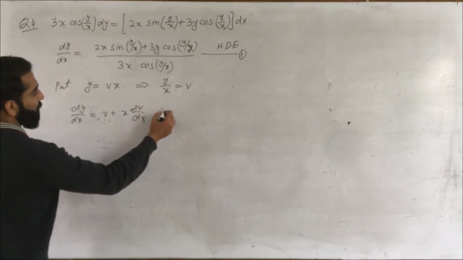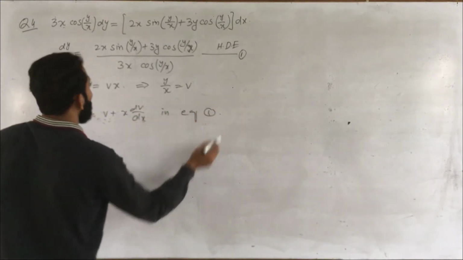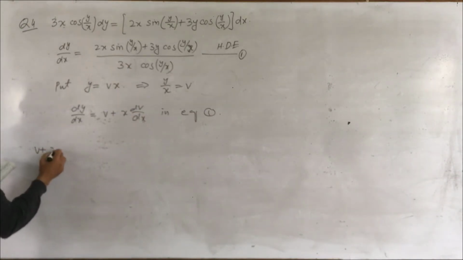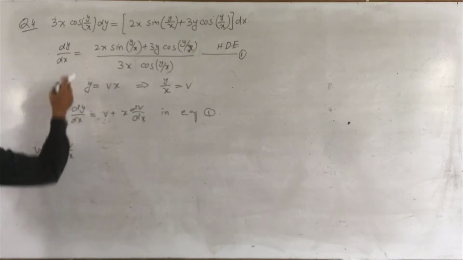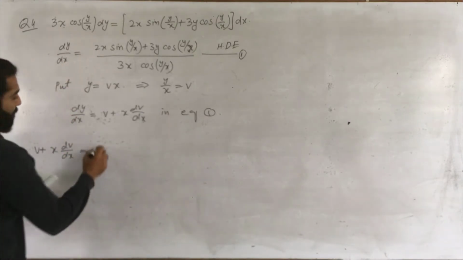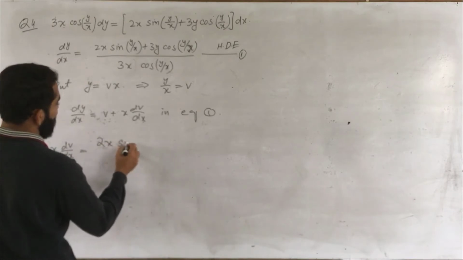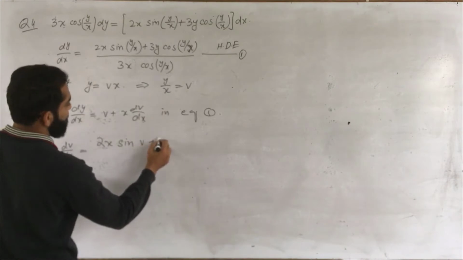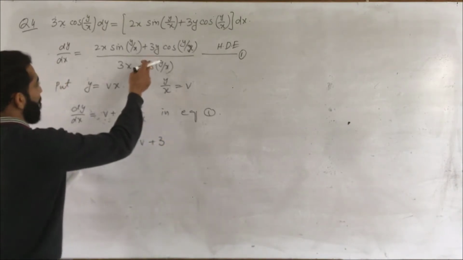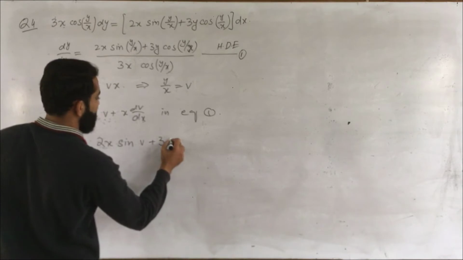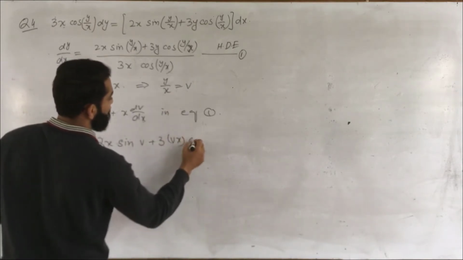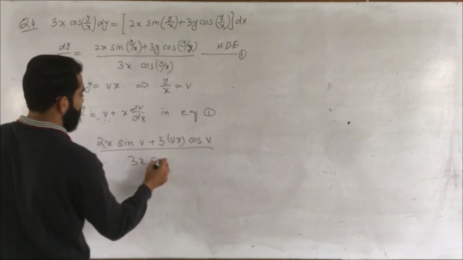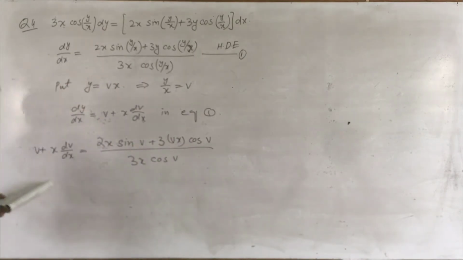and in equation number 1, put these values and we get V plus x dv over dx in place of dy over dx, and 2x remains the same. Sin y over x, we have y over x is equal to V, so sin V plus 3y, in the place of y we will put Vx, and cos V divided by 3x cos V.